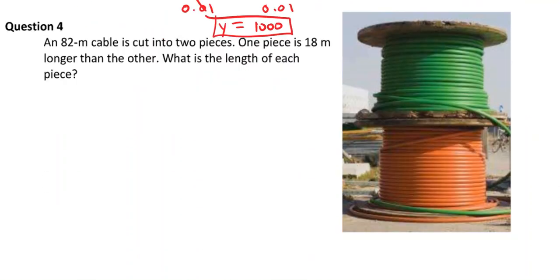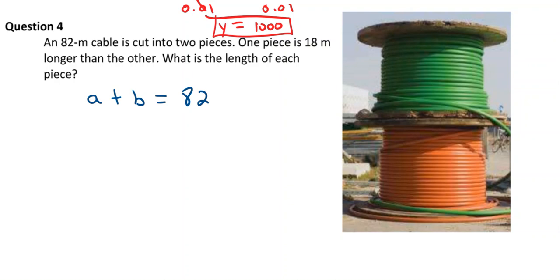Question 4. An 82-meter cable is cut into 2 pieces. One piece is 18 meters longer than the other. What is the length of each piece? Just to change it up, I'll use A's and B's this time. It doesn't really matter, but it's the same idea as above. If it's cut into 2 pieces, then we could say piece A plus piece B is equal to 82, the two of them together. So there's our first equation.